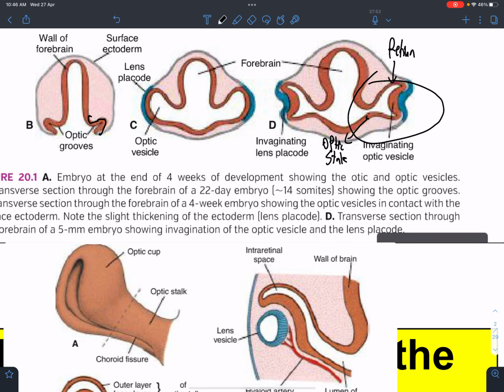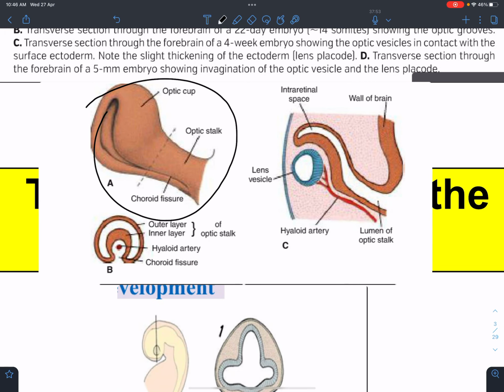If I see this picture in an inferior lateral view, this is what I would get. Look at the choroid fissure, also called the optic fissure. This fissure means a small opening, a neural opening. Its purpose is that an artery will pass through this neural opening, and this artery will be the central artery of the retina.